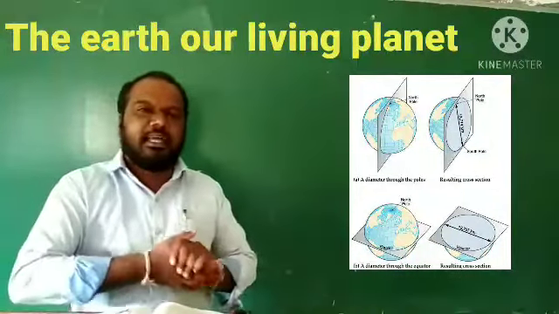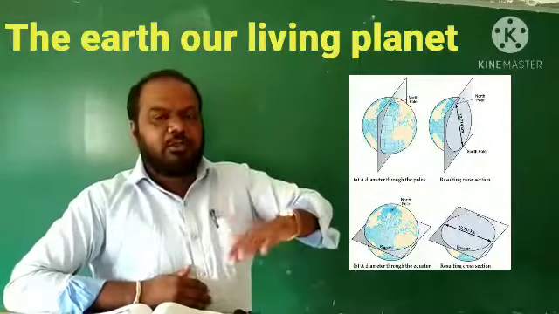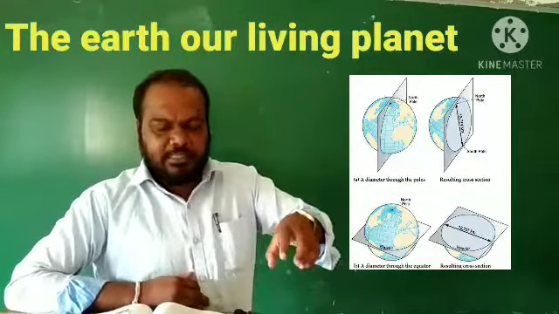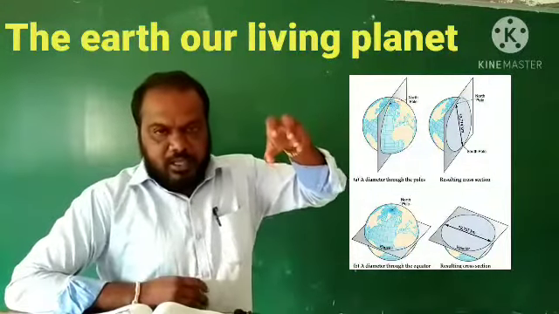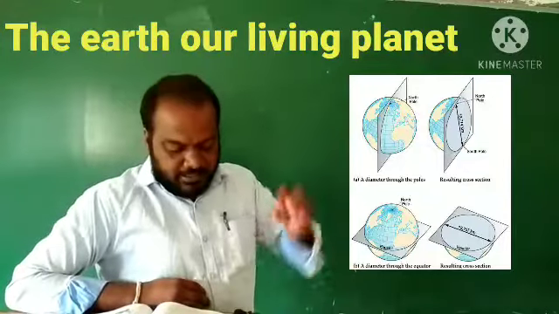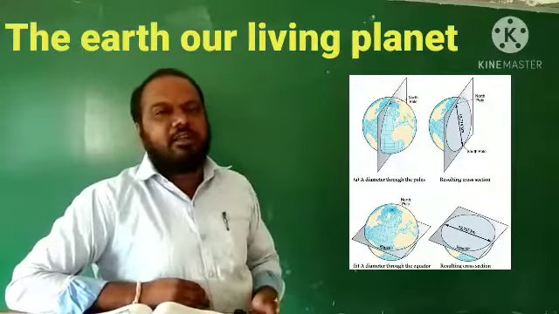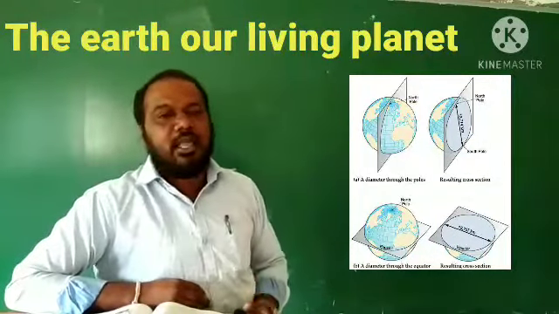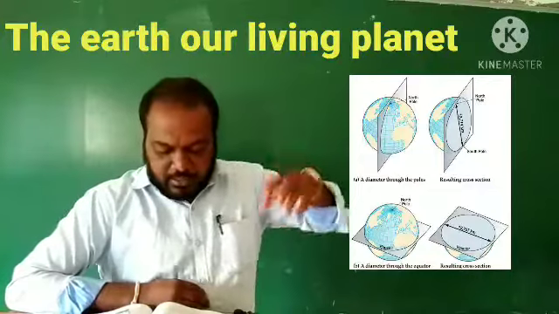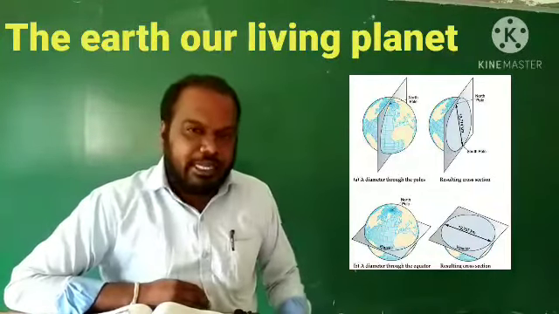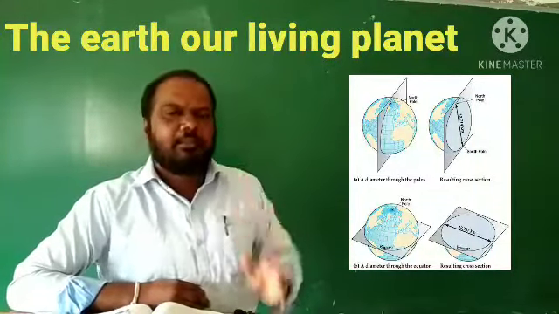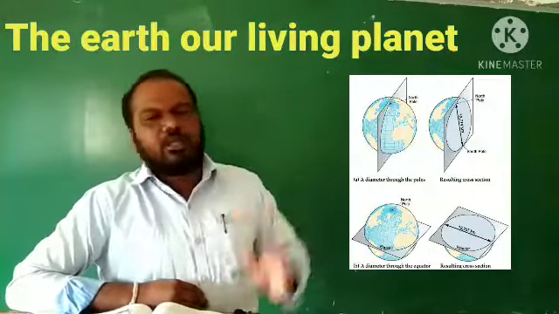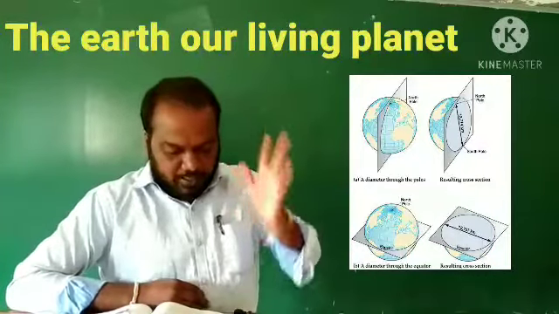And also, the Earth is divided into the northern hemisphere and the southern hemisphere. In the northern hemisphere we can see 60% land and 40% water. That's why the northern hemisphere is called the land hemisphere. In the southern hemisphere, 81% is water and only 19% is land. That's why the southern hemisphere is called the water hemisphere.